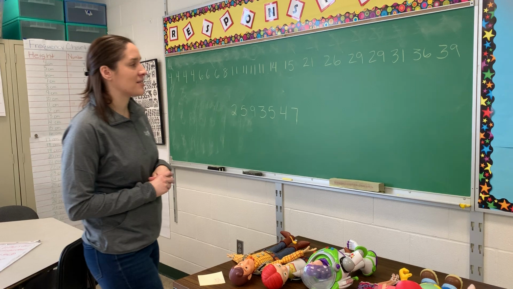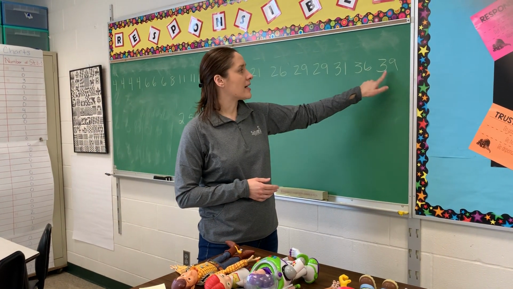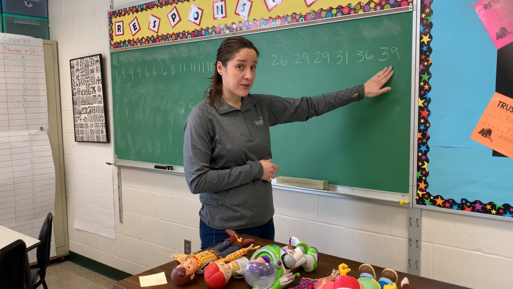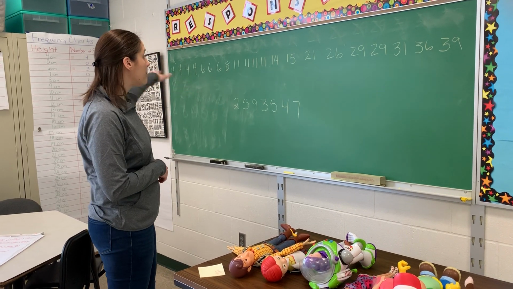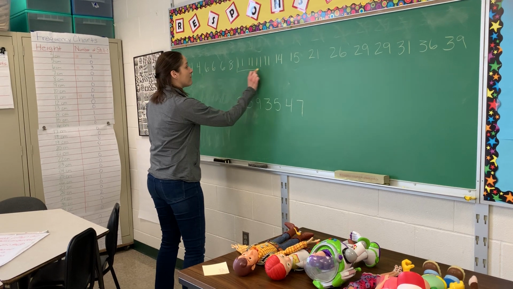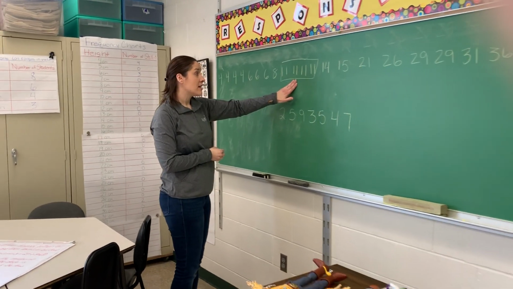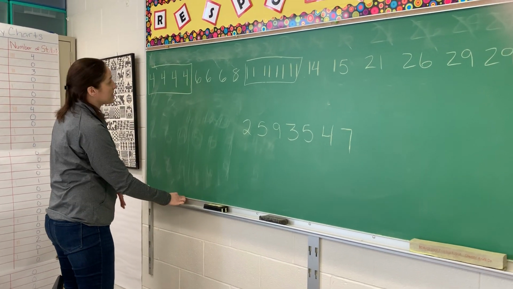The mistake that students make when they hear mode, because they think mode means most, a lot of times the mistake that's made is calling it 39. That's the largest value, but mode is the one that occurs the most frequently. So in our big giant data set, I can see that 11 happens 4 times. I can also see that 4 happens 4 times.